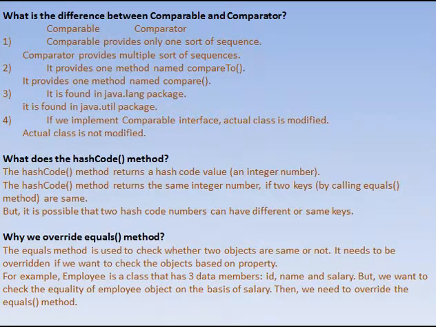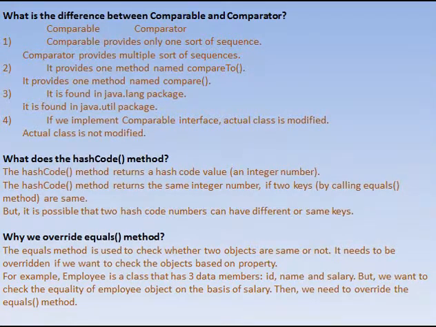What does the hashCode method do? The hashCode method returns a hashcode value, an integer number. The hashCode method returns the same integer number if two keys are the same according to the equals method. But it is possible that two different keys can have the same hashcode number.